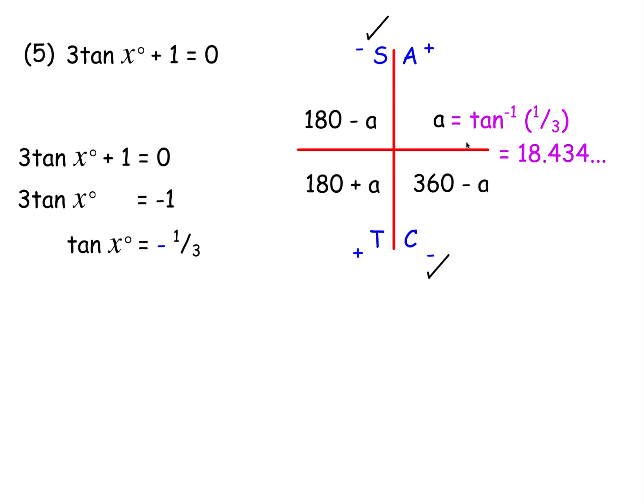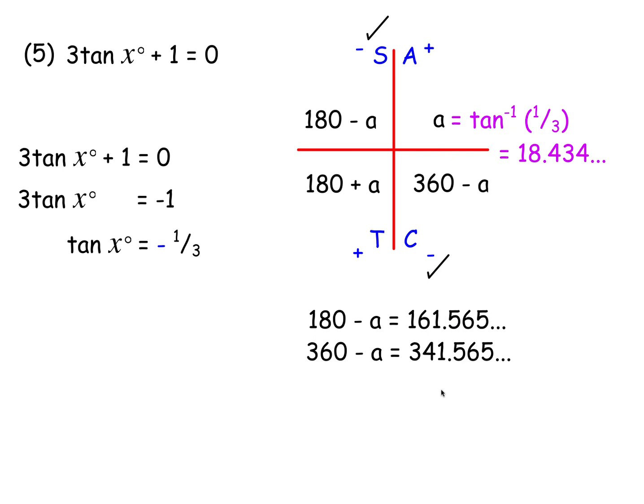Now, it's 180 minus that angle, and 360 minus that angle. So rather than fill them all in, all I'm going to do is 180 minus this 18.4, using it unrounded, and this 360 minus, and that's the two answers. And you just write them down.